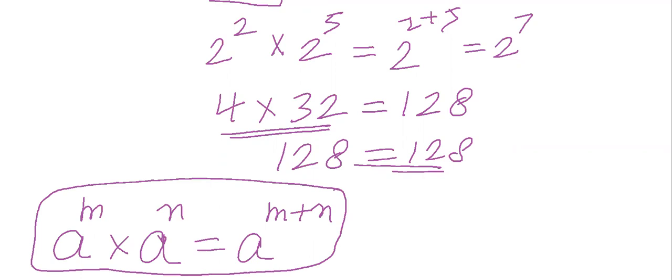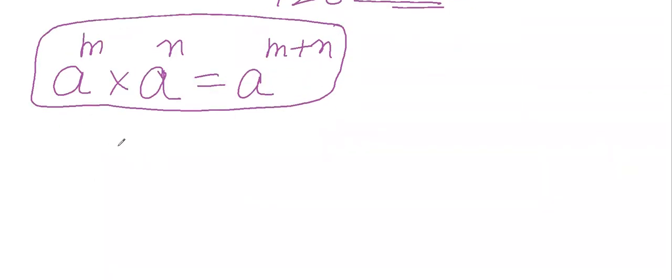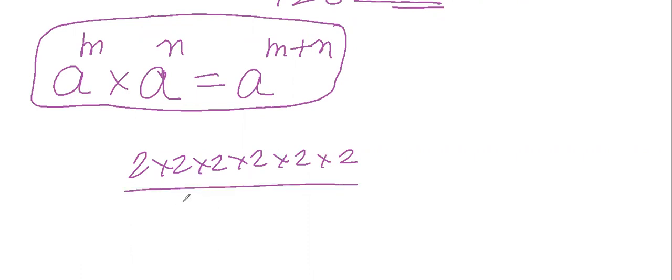Okay, this is the most important exponent law. Similarly, if you have 2 into 2 into 2 into 2 into 2 into 2, 1 2 3 4 5 6, divide by say 2 into 2. So this I can write as 2 to the power of 6, and this I can write as 2 square.